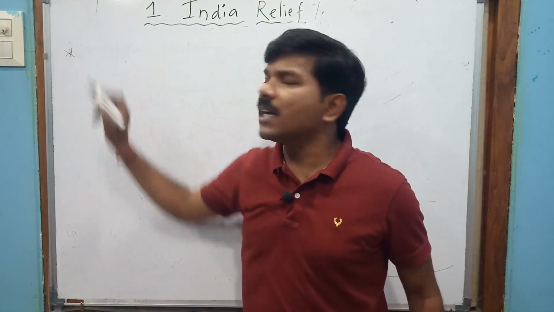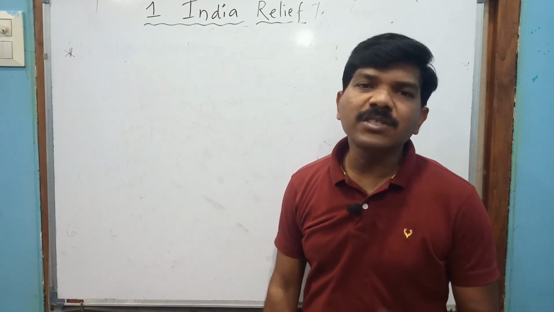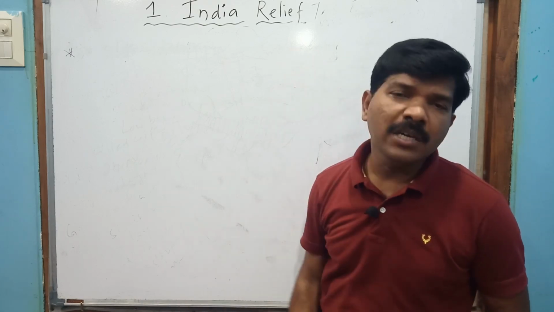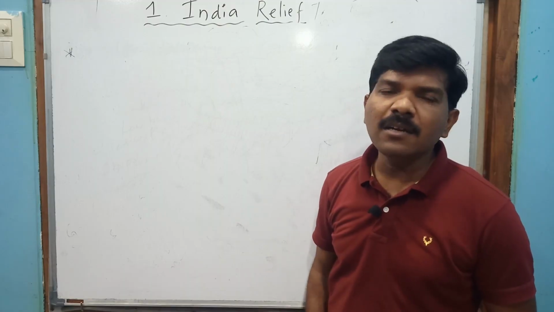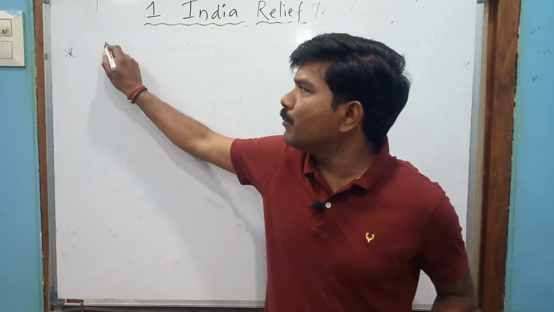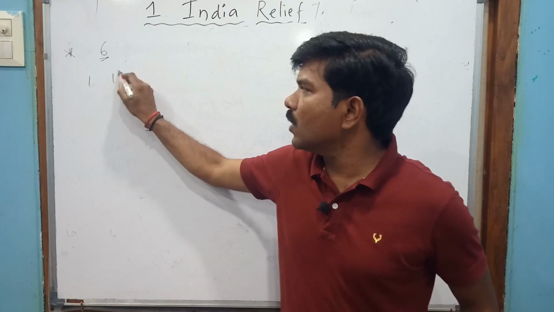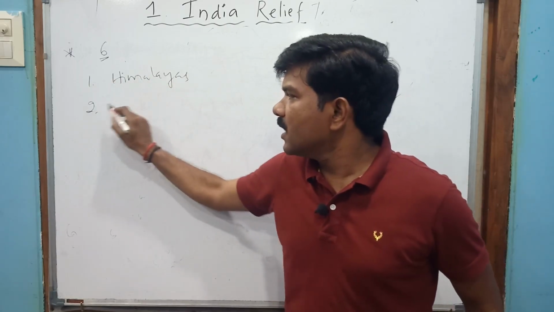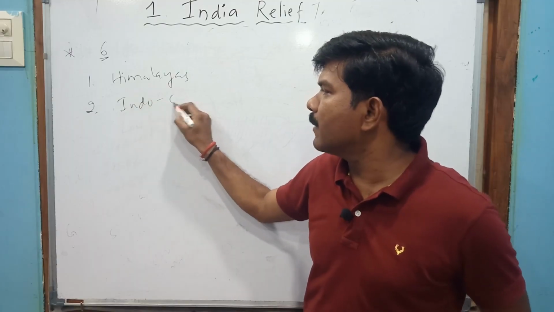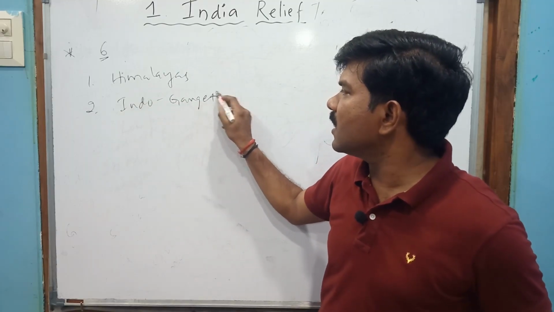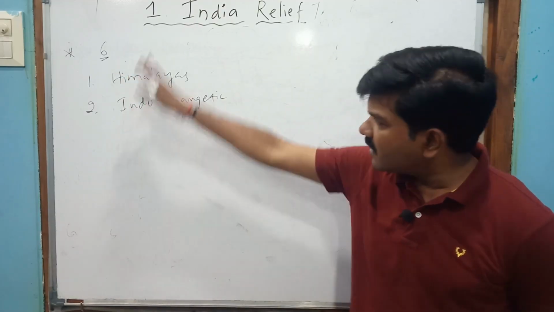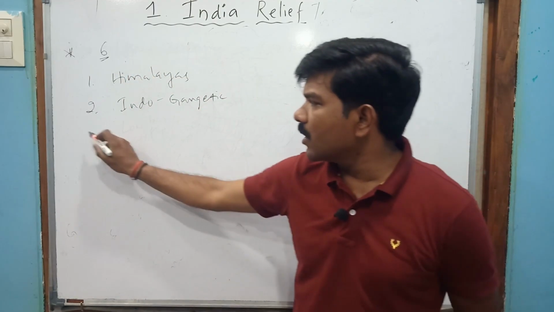So Indian physical features can be divided into 6. India can be divided geographically into 6 parts, or Indian relief features. There are 6 important relief features. First one is the Himalayas. Second one is the Indo-Gangetic plains. These are the geographical features, the physical features of India.